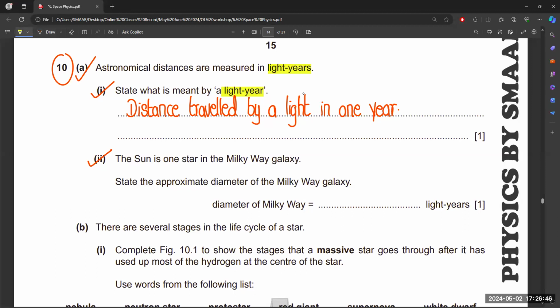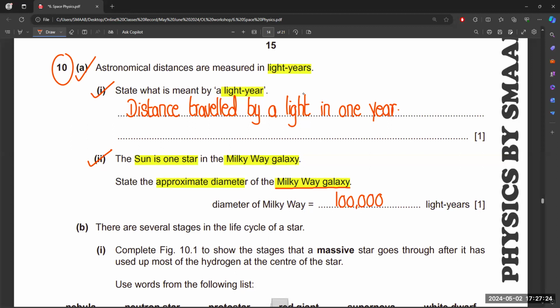The sun is one star in the Milky Way galaxy, and state the approximate diameter of the Milky Way galaxy. Because we know that, 100,000. Yes, right. We are living in one galaxy, and that galaxy is part of the universe also. There are so many other galaxies available. So our solar system is present in this Milky Way galaxy, and the value of the diameter is right. You mentioned 100,000. So that is the value for the diameter.